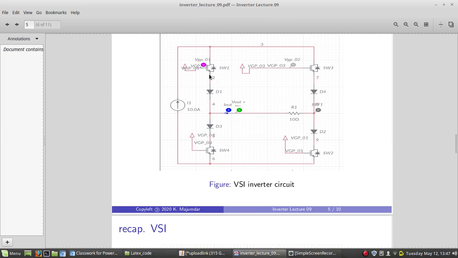If switch 1 and switch 2 are turned on simultaneously, then the current coming from the current source flows from here, flows from here, and returns to the current source. Now, already we know we must not turn on the upper leg switch and lower leg switch simultaneously for the same leg. Otherwise a dead short circuit will happen.